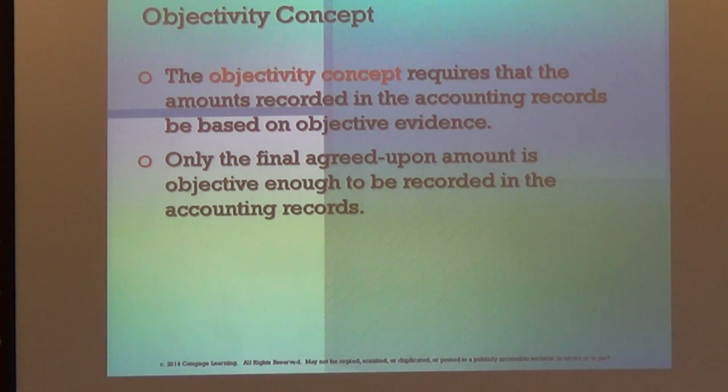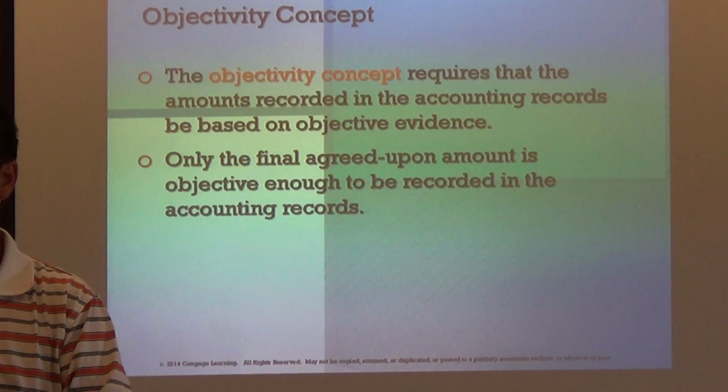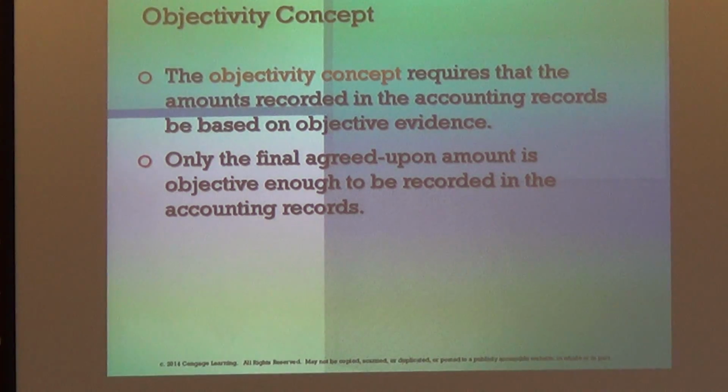All right, now the objectivity concept requires that the amount recorded in the accounting records be based on objective evidence. So as a part of that, those are some of the differences there. The cost concept is what do we pay for it, and that's typically what we do with taxes. We paid this for it, we sold it for this, what's the difference there? We make money or lose money on that.